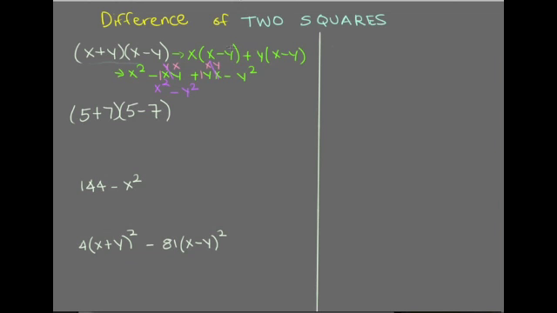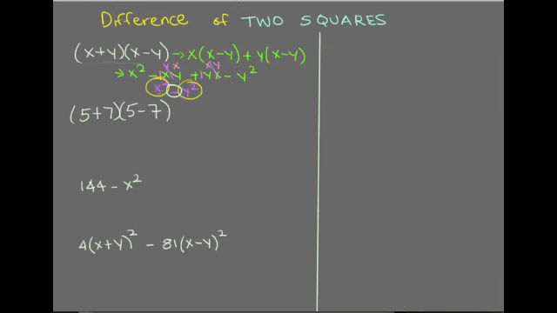And if you look at the title of this video, it says difference of two squares. And this answer we have are two perfect squares, y squared and x squared, with a negative sign in the middle. So these are a difference of two perfect squares. So that's why this is the factored form of a difference of two squares.